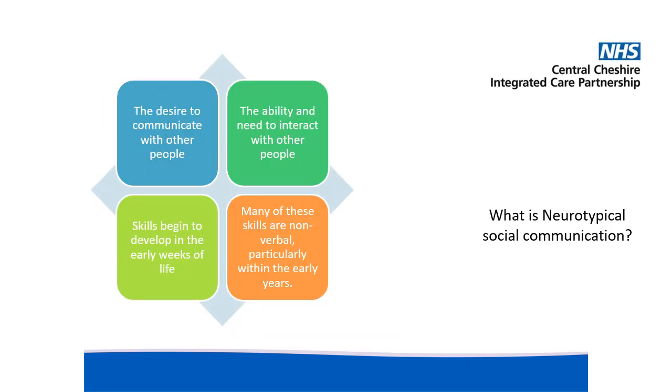When considering social communication, we need to first consider neurotypical social communication. Neurotypical social communication is the desire to communicate with other people, the ability and need to interact with other people. We need to consider that these skills begin to develop in neurotypical people in the early weeks of life as a very small baby. Many of these skills are non-verbal, particularly within the early years.